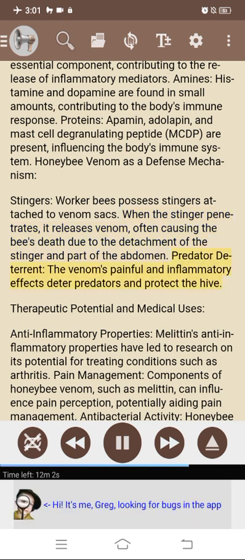Predator deterrent. The venom's painful and inflammatory effects deter predators and protect the hive. Therapeutic potential and medical uses. Anti-inflammatory properties. Melittin's anti-inflammatory properties have led to research on its potential for treating conditions such as arthritis.